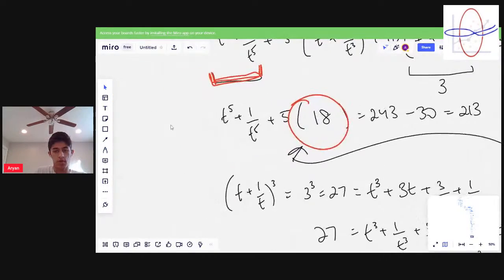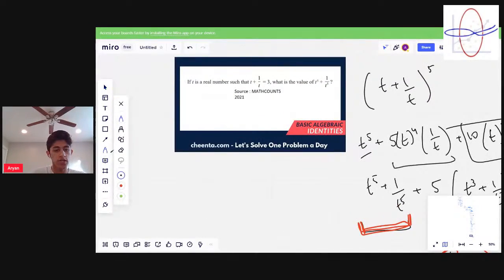So we just, again, go back to the problem and make sure we're answering the right question. They are asking for t to the fifth plus 1 over t to the fifth, which we said was 123. And that is all for this question. At first glance, the question definitely seemed pretty complicated, but when you break it down and realize that we just need to find t to the fifth plus 1 over t to the fifth, it wasn't too bad.